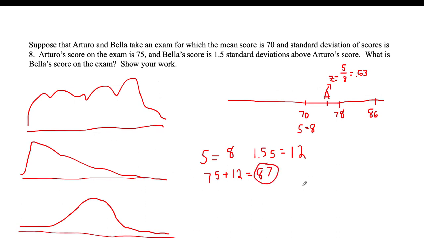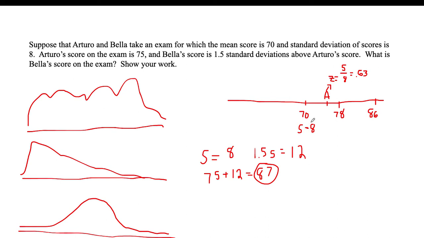But if the numbers were a little more complicated, I don't necessarily know you'd be able to do that in your head, nor would you want to. So for example, if the standard deviation was like 1.78 and Bella's score is 1.885 standard deviations above Arturo's, you're not going to want to do that kind of arithmetic in your head, or at least I wouldn't. And so let me show you another way that we can do this.